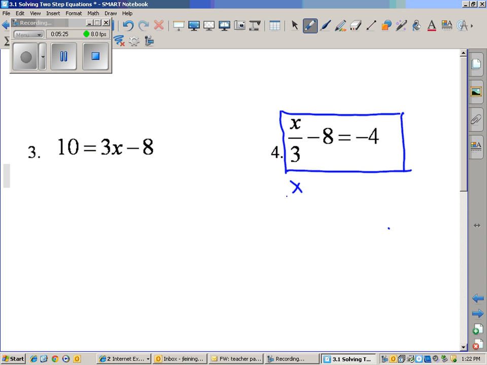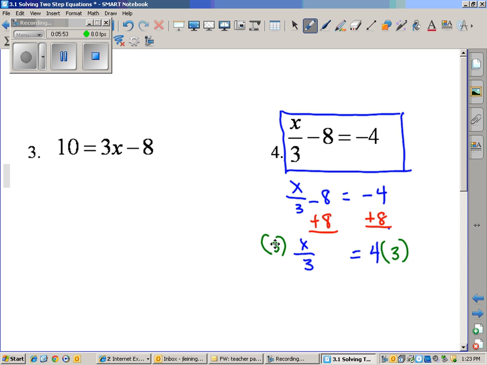Let's rewrite. I don't see distribution. I do see addition and subtraction, plus 8 to both sides. That leaves x divided by 3 on this side and a positive 4 on this side. I've got one more thing I need to do before x is by himself. That's multiply both sides by positive 3, the inverse operation of the division. And now I end up with x equaling 12.